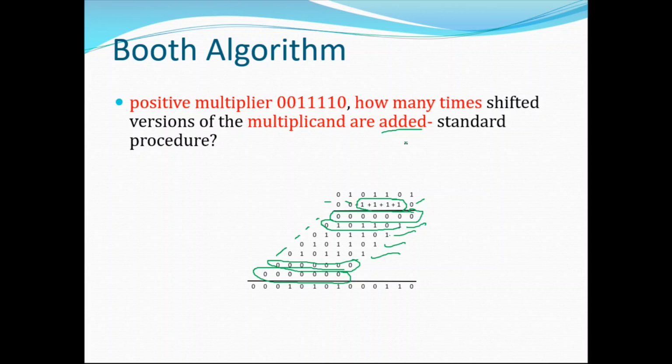Okay. So what Booth's algorithm says, in the sense, this number is what? 30. Okay. So Booth's algorithm says that instead of seeing this as 30, you see this as 32 minus 2. Because 32 minus 2 is also equal to 30. Okay. But how do we represent this as 32 minus 2?